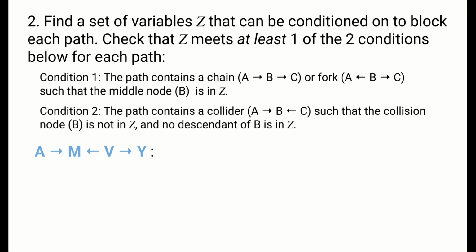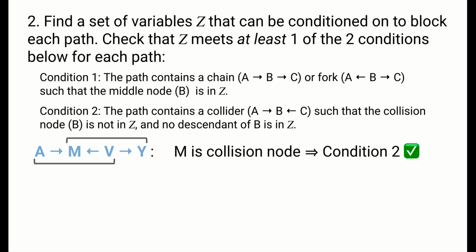Let's start with the AMVY path. To check whether a path contains a chain, fork, or collider, we look at overlapping sequences of 3 nodes in a row. So in the first path, we have AMV and MVY. Because AMV is a collider and M is not conditioned on, it's not boxed, this first path is already blocked because it meets condition 2.